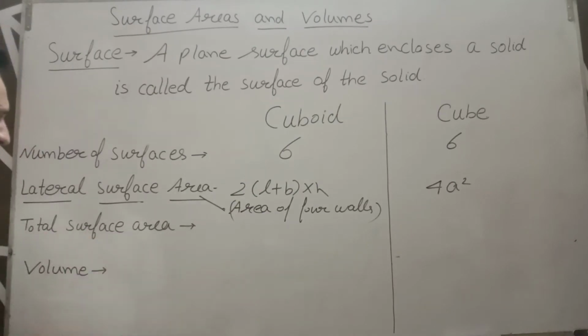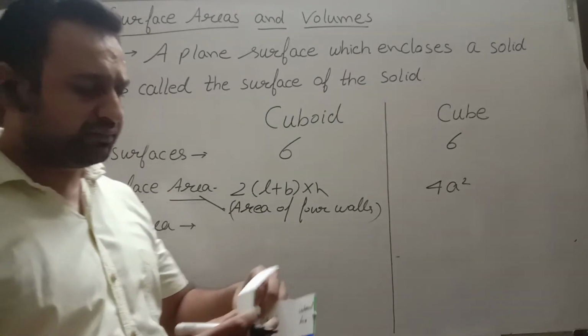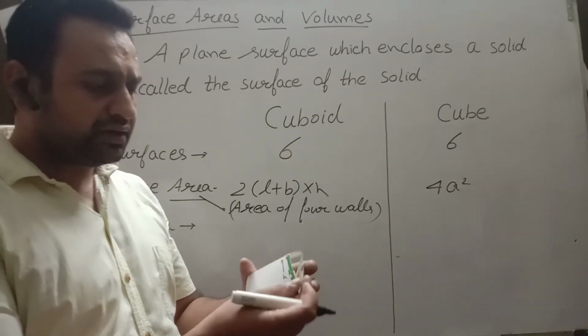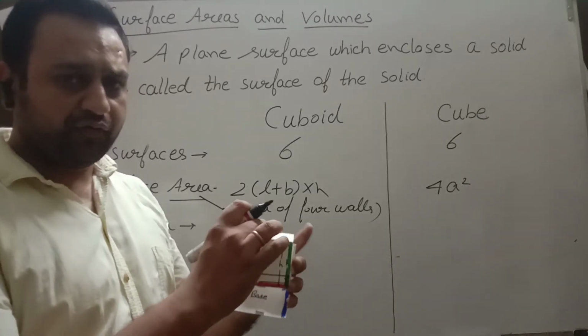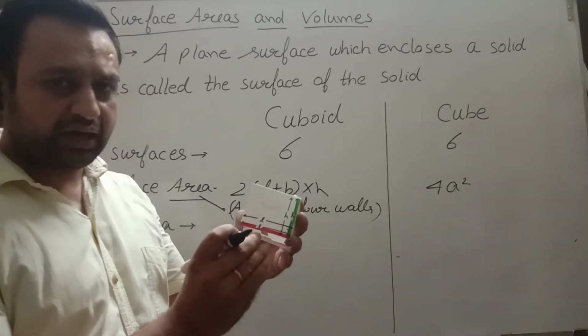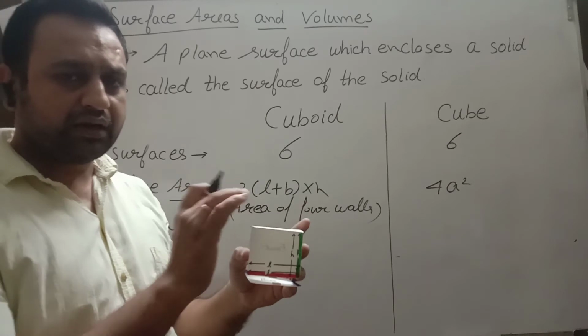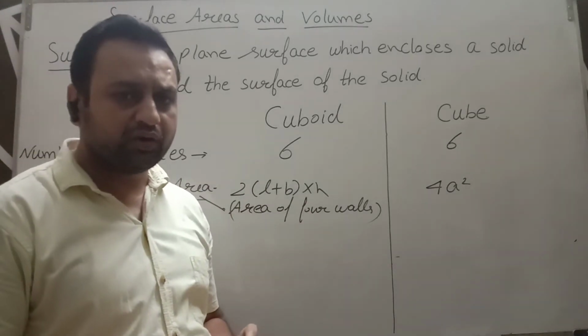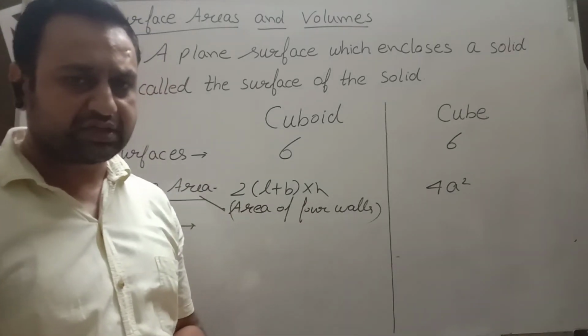Now total surface area. Total surface area means when the area of top and area of base are included in the lateral surface area. If we include both top and base, then it is called total surface area.